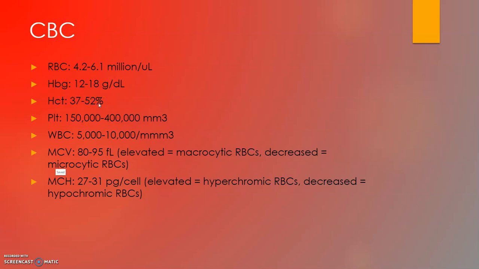The hematocrit is the ratio of the volume of red blood cells to the total volume of blood. So it's really how viscous that blood is. The platelet count is important because platelets are what your body needs to clot that blood. So if you have a bleed somewhere and you have a very low platelet count, your body has no ability to clot.